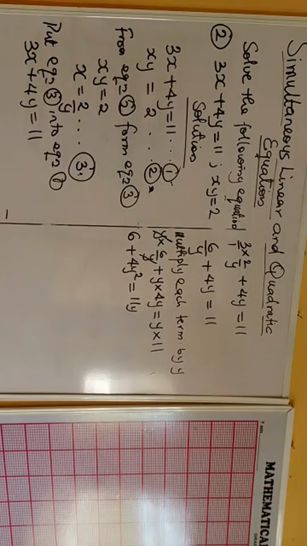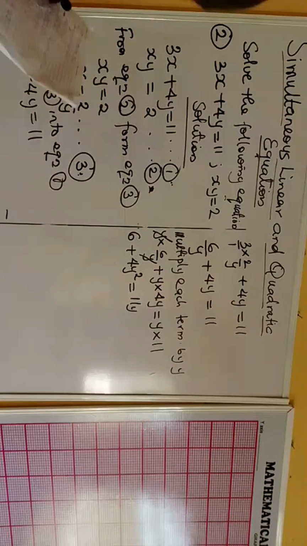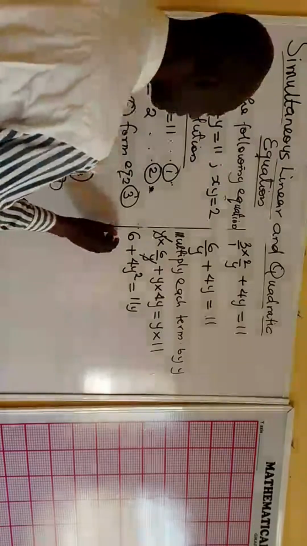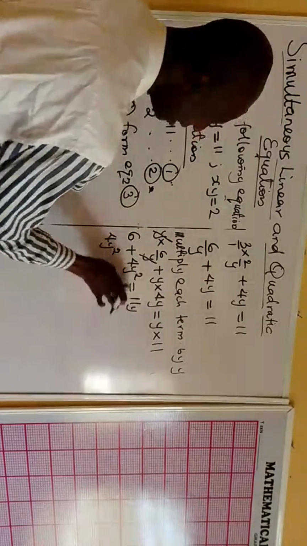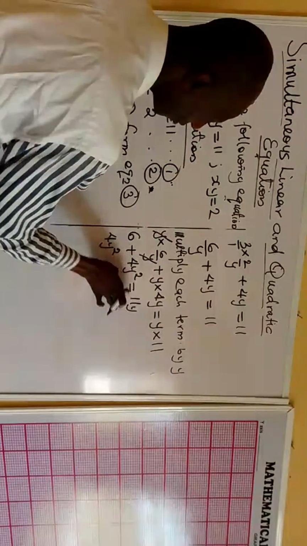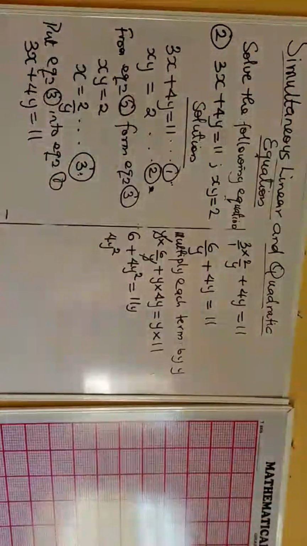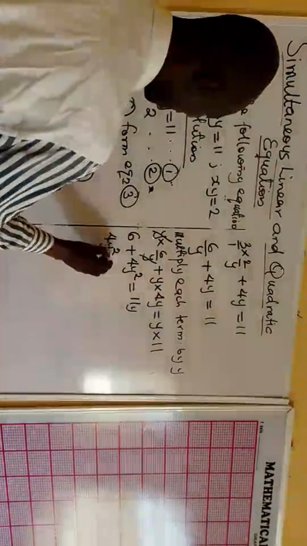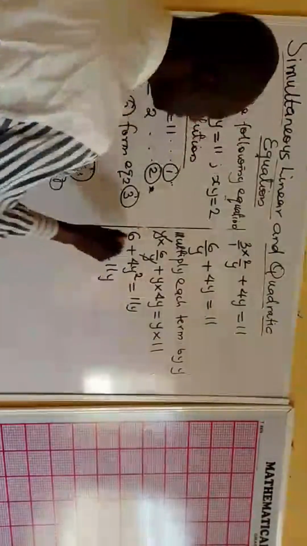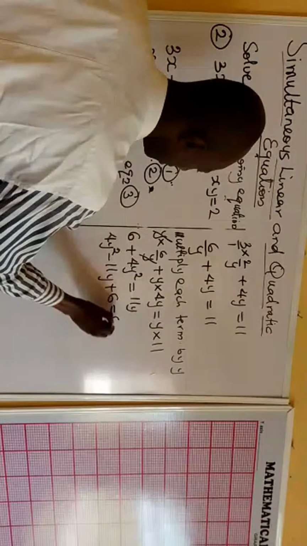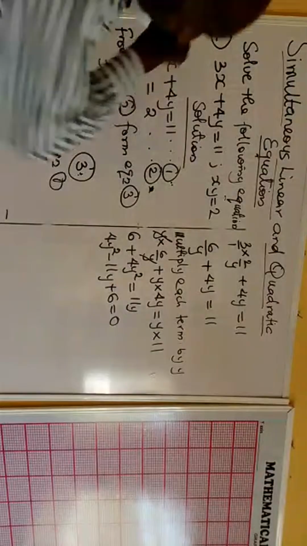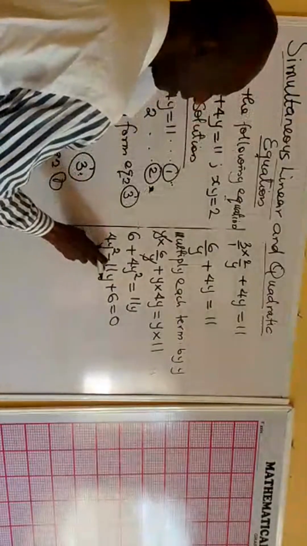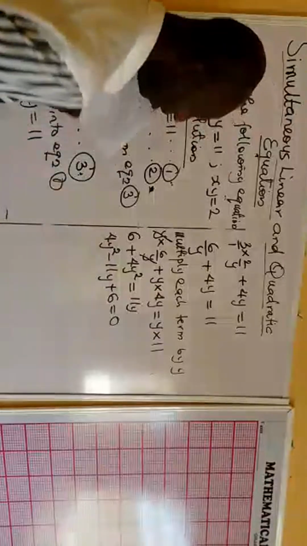I want to rearrange that expression. If that expression is quadratic, 4y squared, then 11y crosses to this side and becomes minus 11y, plus 6 is equal to what? 0. 4y squared minus 11y plus 6 is equal to 0.